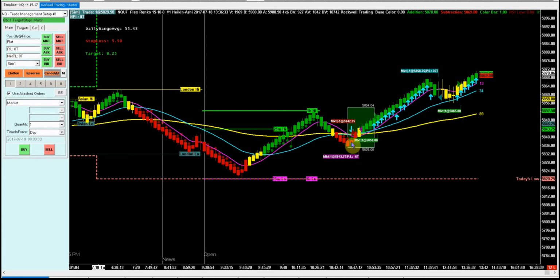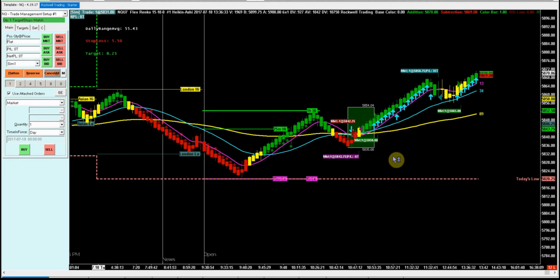Okay, number one. Number two, what's the slope of that line? Is the slope going up, slope going down? Slope going up on the 89 EMA generally says, hey, we're going up. Slope going down generally says, like right here, we're going down.